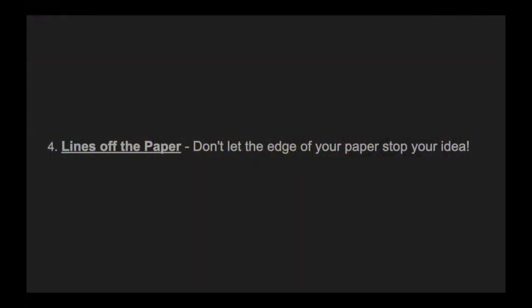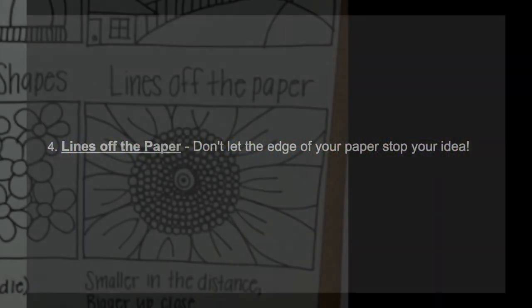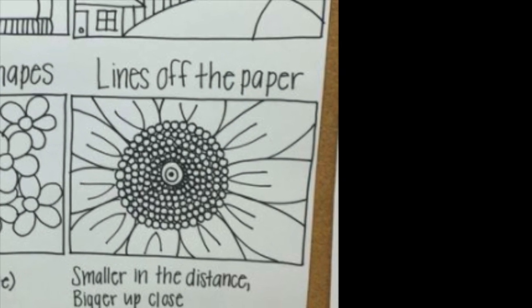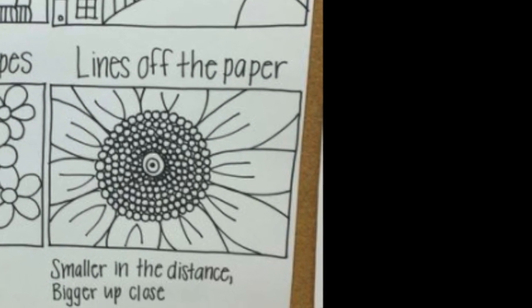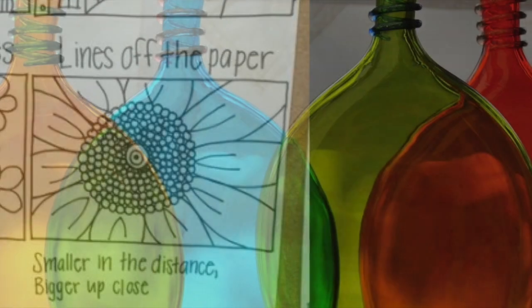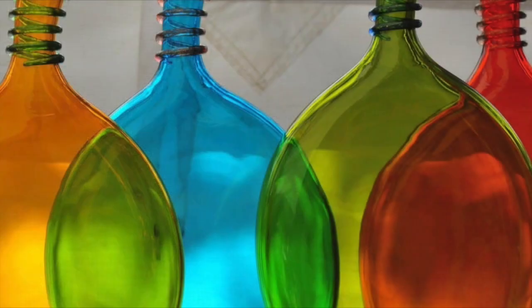The fourth one is my favorite, lines off the paper. Don't let the edge of your paper stop your idea. This applies to everything, drawing, painting, photography, ceramics. When you look at this photograph, you can see how the photographer let the bottle go off the frame of the photo. That's really important to be able to do.